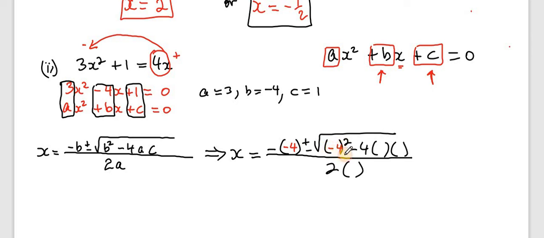Negative 4. Yes. What goes here? 3. And what goes down here? 3. What goes here? For C? 1. Right, very good. All right, so let's work out the next part.